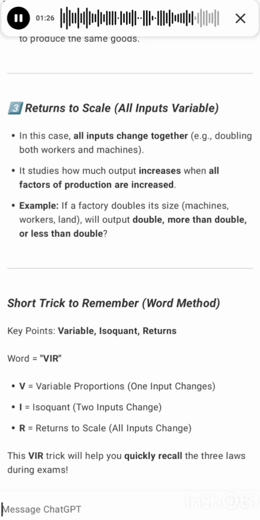Short trick to remember: word method. Key points: variable, isoquant, returns. Word equals VIR. V equals variable proportions, one input changes. I equals isoquant, two inputs change. R equals returns to scale, all inputs change. This VIR trick will help you quickly recall the 3 laws during exams.